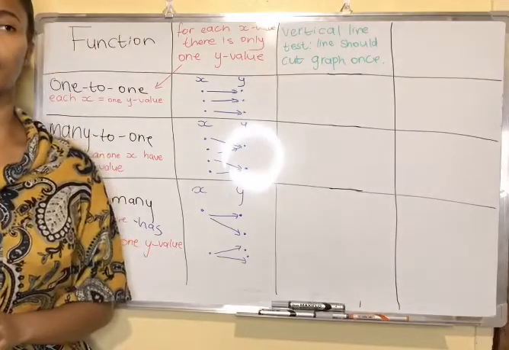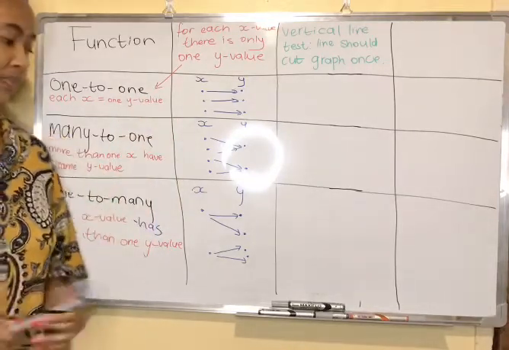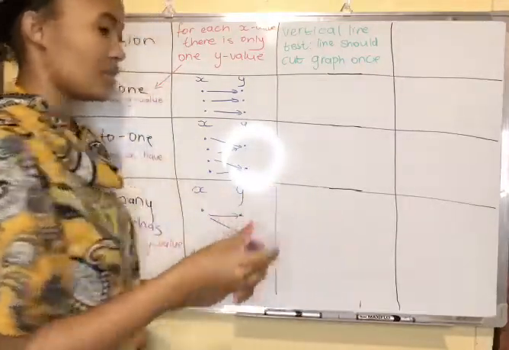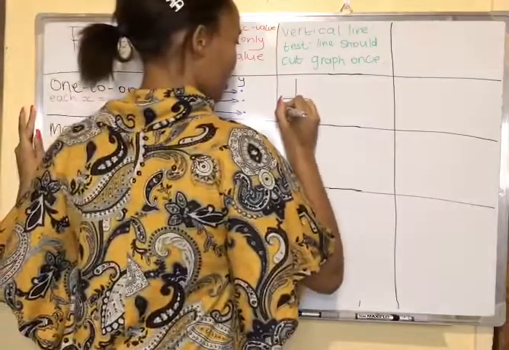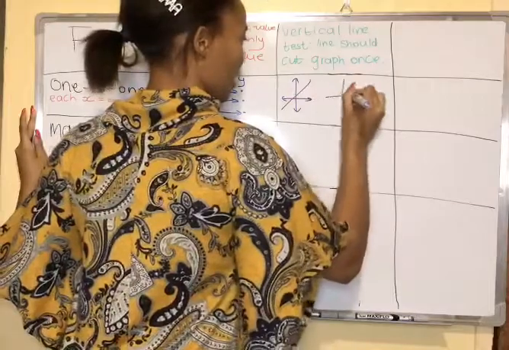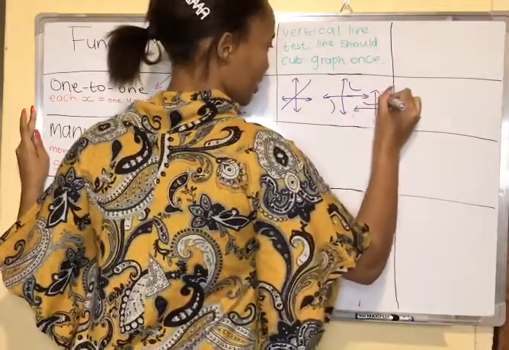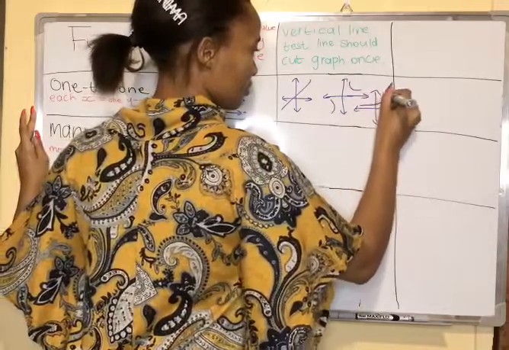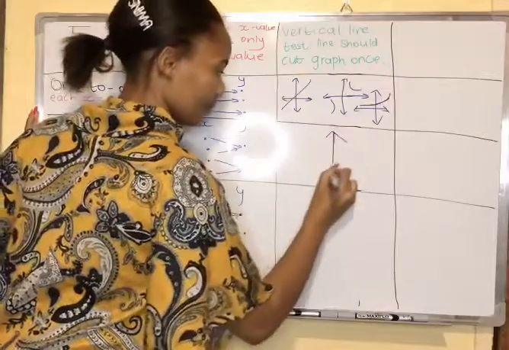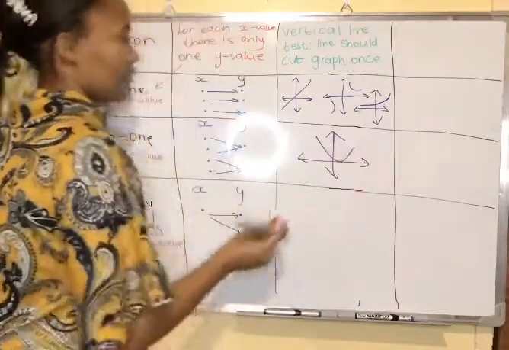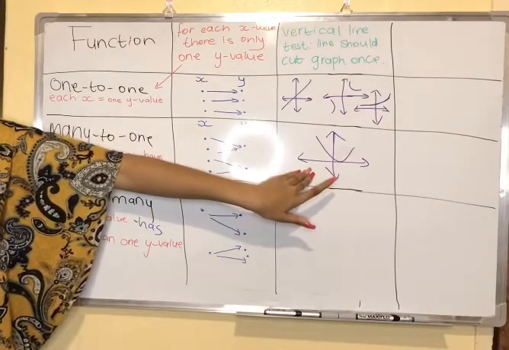I'm now going to show you from the four functions that we have, the straight line, the parabola, the hyperbola, and the exponential, which one falls where. Basically, three of our four functions fall under the one-to-one: our straight line, our hyperbola, and our exponential. And here we have our parabola falling under many-to-one.